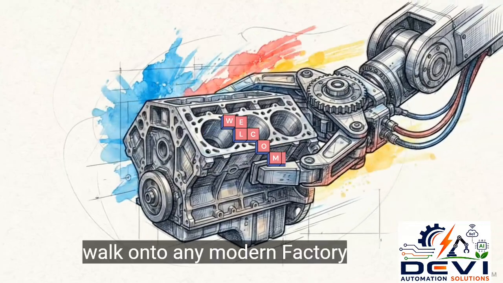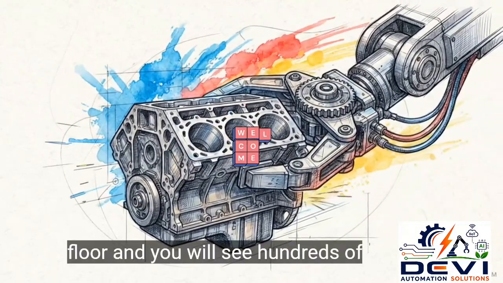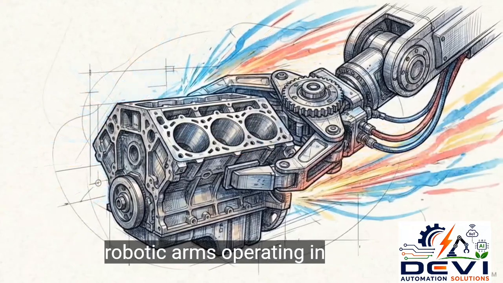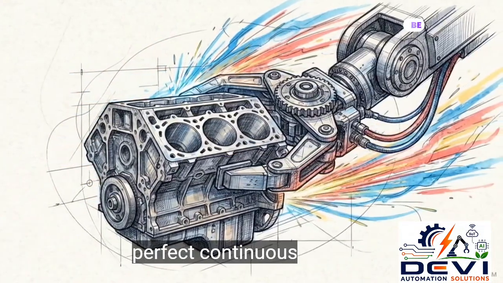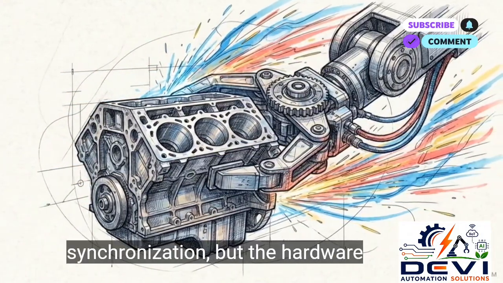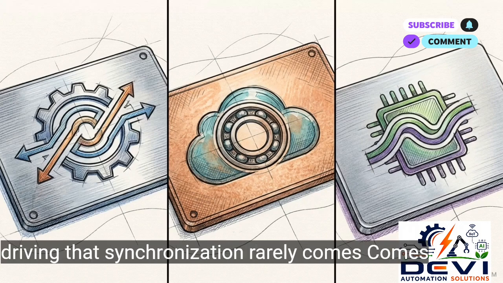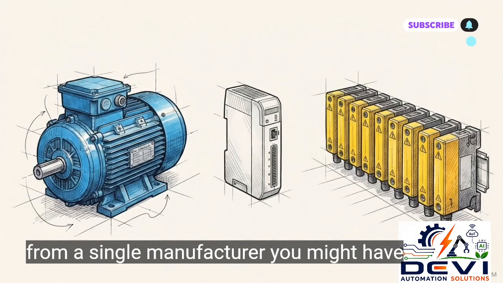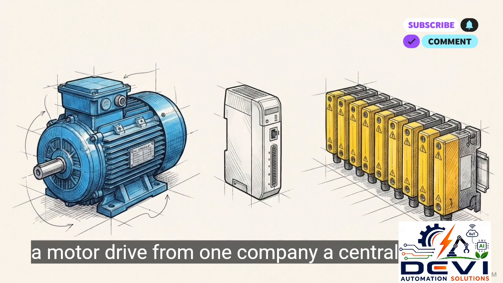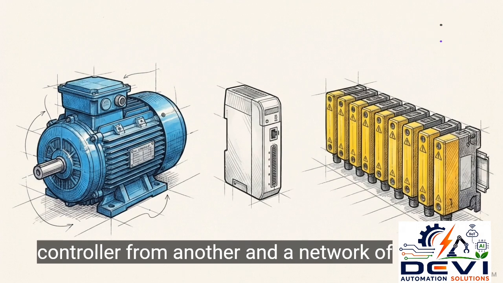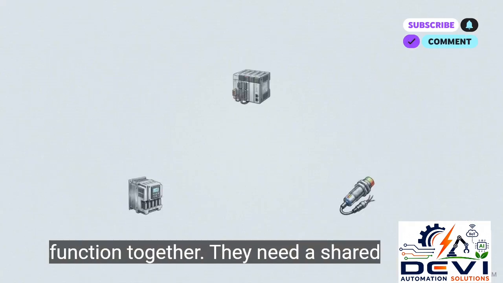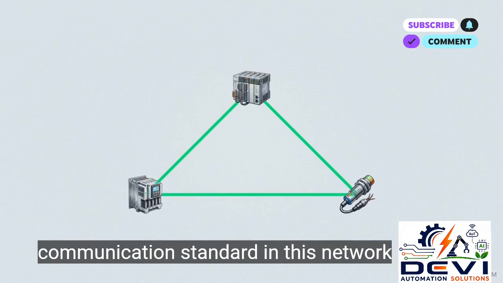Walk onto any modern factory floor, and you will see hundreds of complex machines, sensors, and robotic arms operating in perfect continuous synchronization. But the hardware driving that synchronization rarely comes from a single manufacturer. You might have a motor drive from one company, a central controller from another, and a network of safety sensors from a third. To function together, they need a shared communication standard.